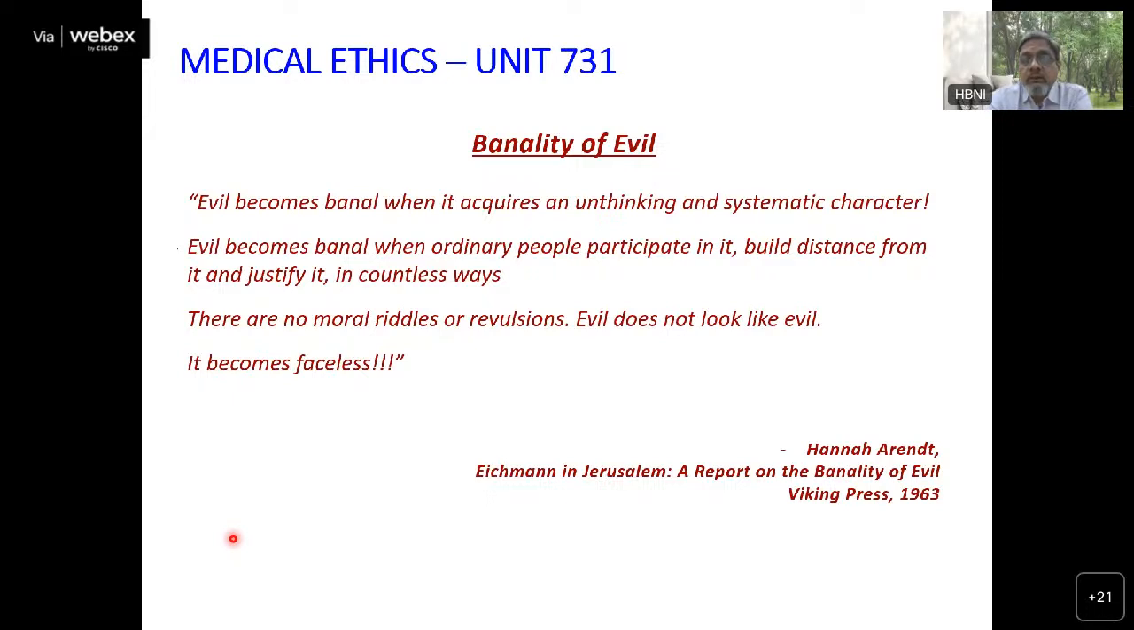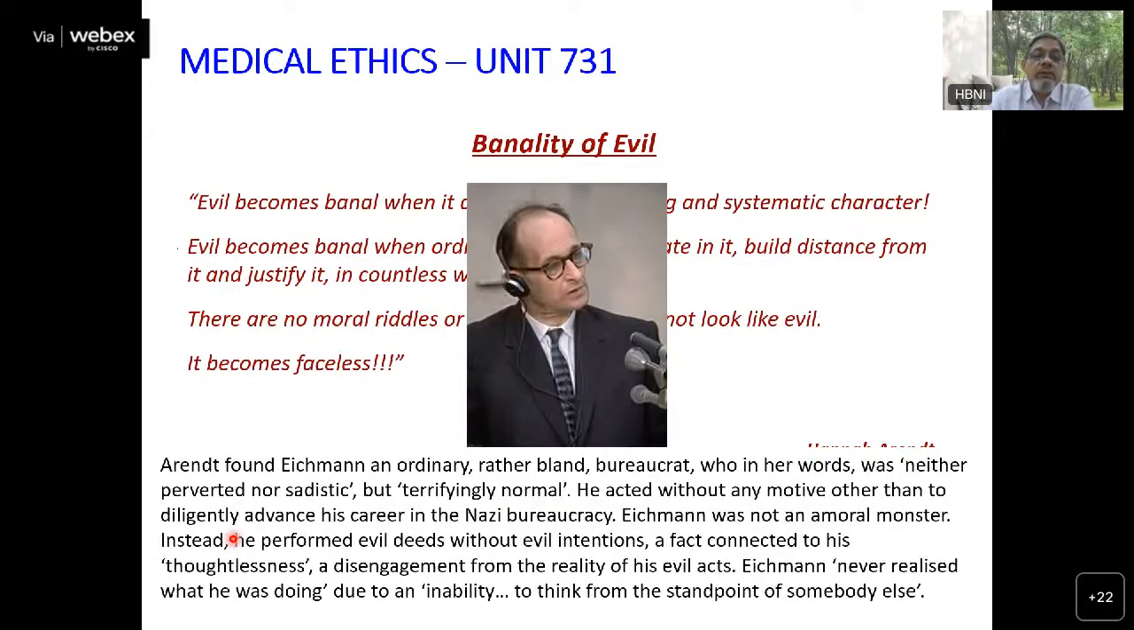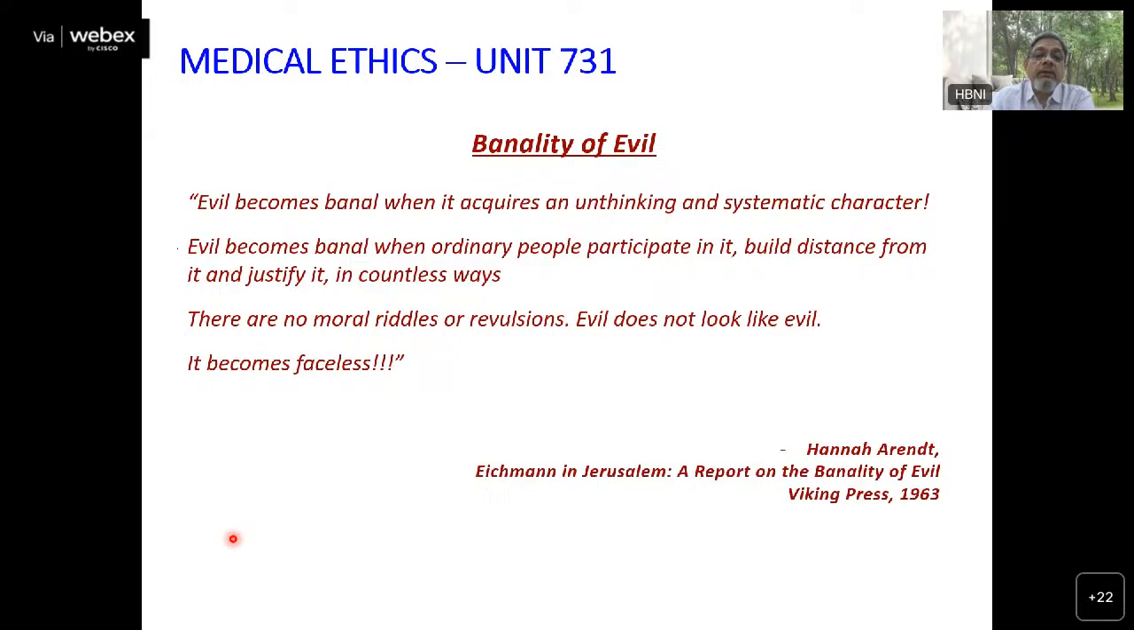by a person called Hannah Arendt. This person was a Jew who escaped from Hitler's Germany at that time. So she wrote at the trial of this person, Adolf Eichmann. This is Adolf Eichmann, who was caught, and he was responsible for the death of several Jewish people in Germany. So she wrote, "Evil becomes banal."